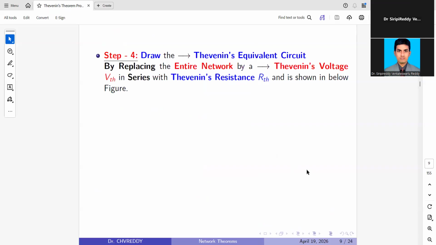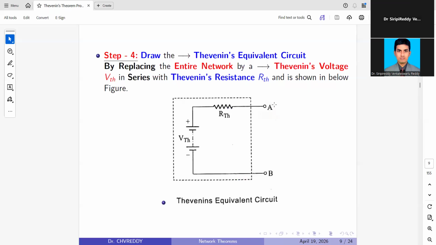Then coming to step 4. In order to draw the Thevenin equivalent circuit, what parameters should we know? One is the Thevenin voltage and the other is the Thevenin resistance. Now we know both. Once we know them, we draw the Thevenin equivalent circuit, shown in the figure below. Whatever linear bilateral network was given, we replace with this single equivalent circuit: the Thevenin voltage in series with the Thevenin resistance.